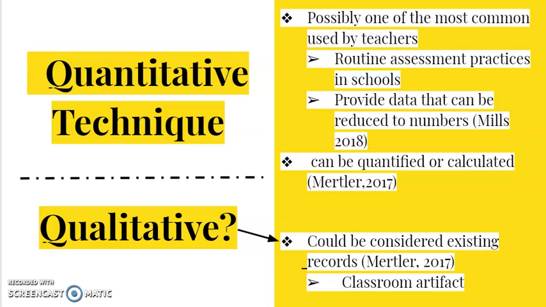It is a quantitative technique. It is possibly one of the most commonly used by teachers, routine assessment practices in schools, and they provide data that can be reduced to numbers. So teachers can use these quite easily to be able to quantify or calculate data, according to Mertler. But also I found in Mertler that it could be used as a qualitative technique if you are looking at existing records, so considered a classroom artifact in that sense.